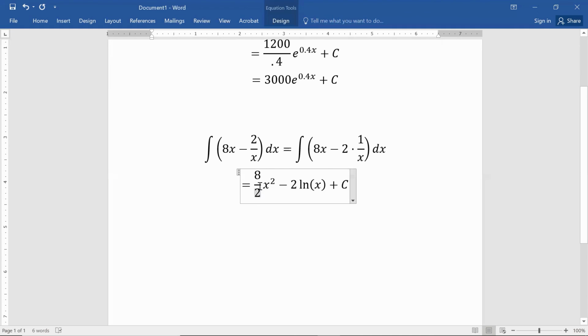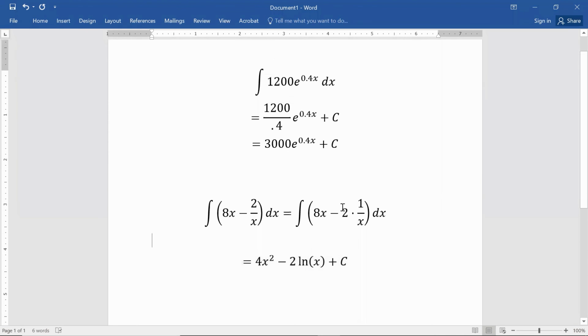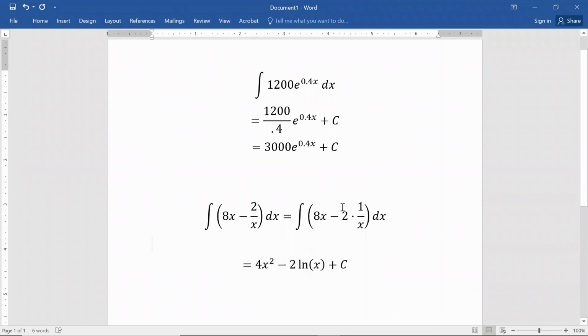I'm going to simplify that 8 over 2 and just write that as 4. Hopefully that's not too big of a step to not write out. Therefore, my final answer is 4x squared minus 2 times the natural log of x plus c. That's how we find these indefinite integrals.